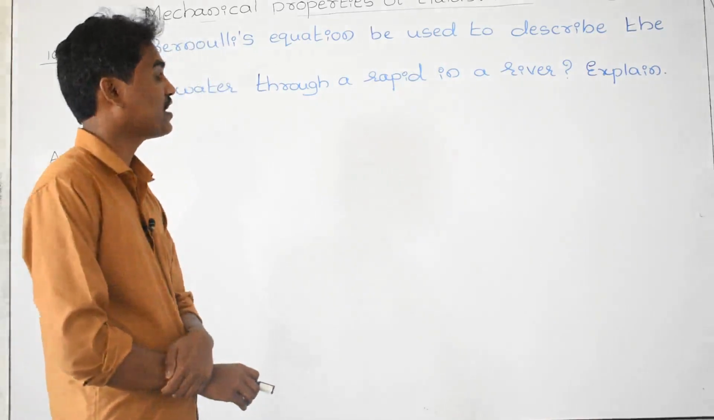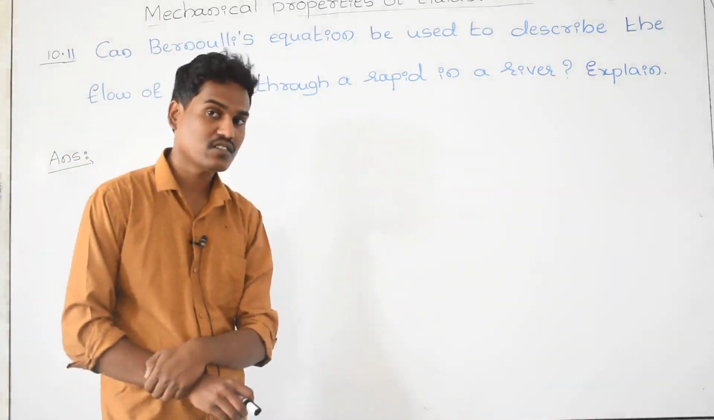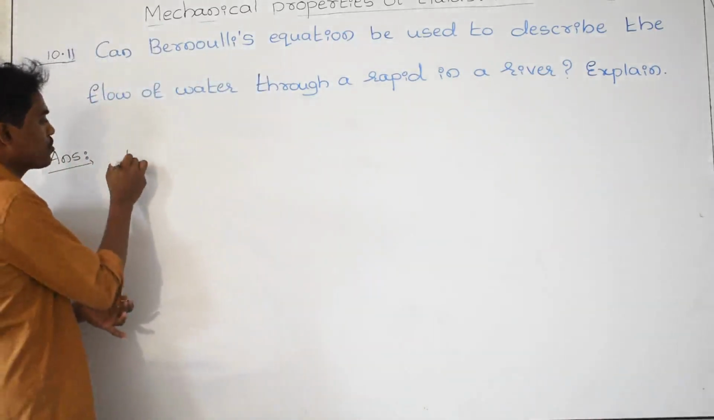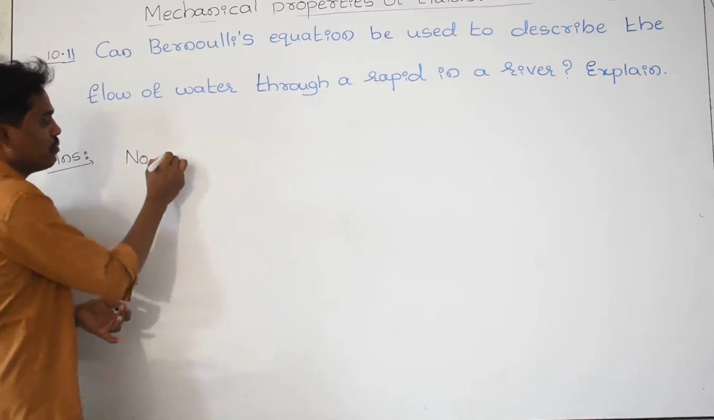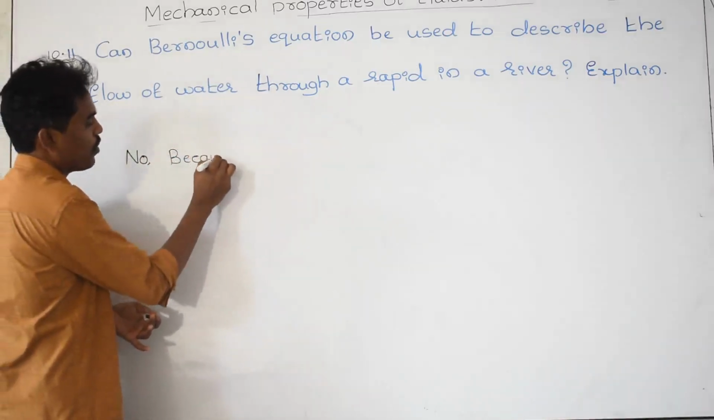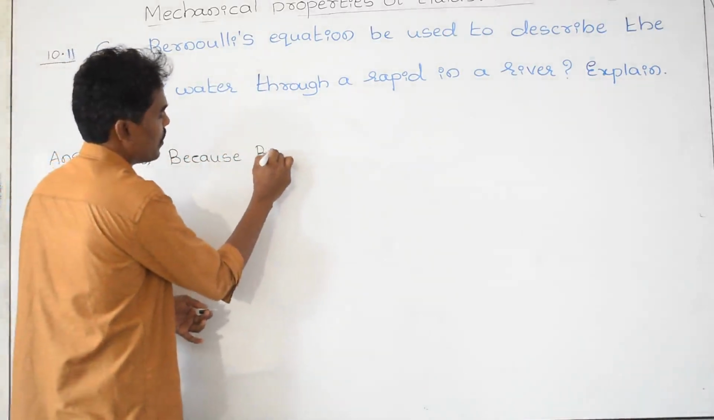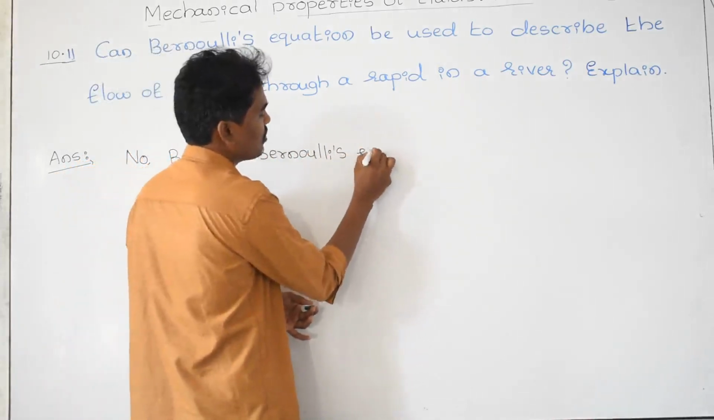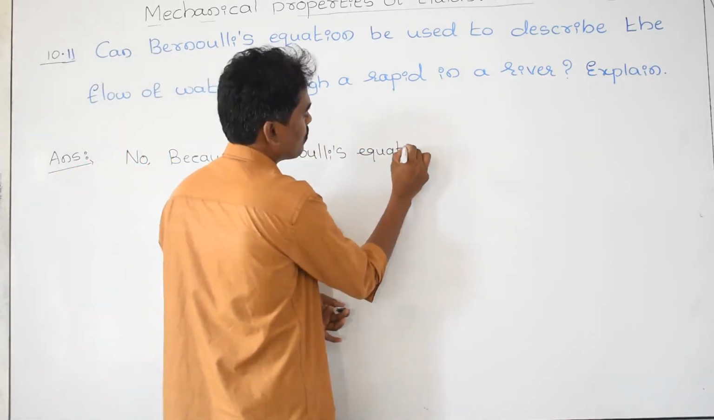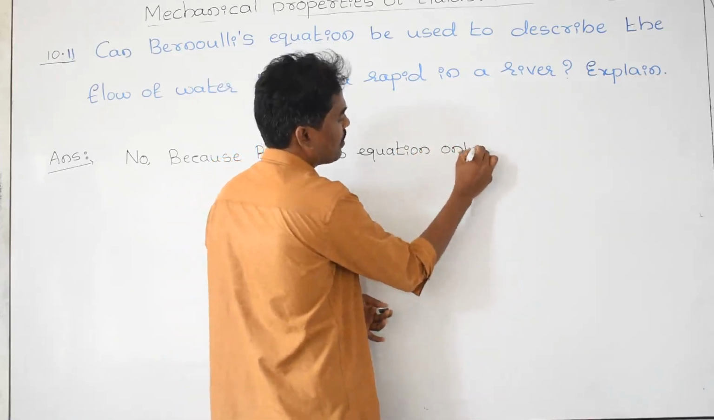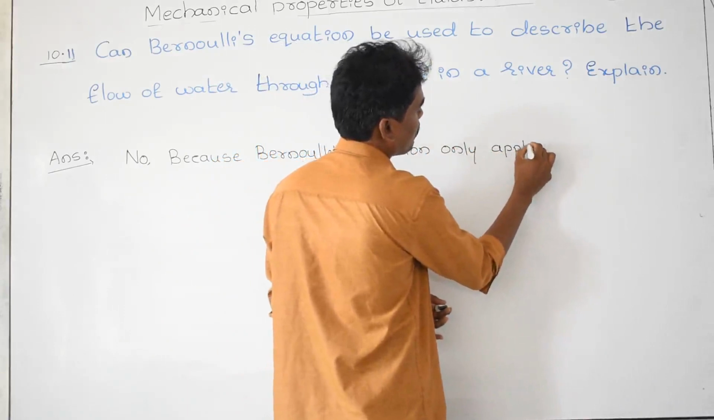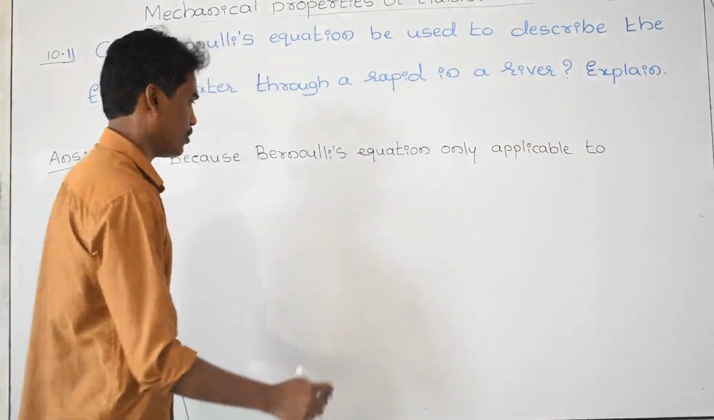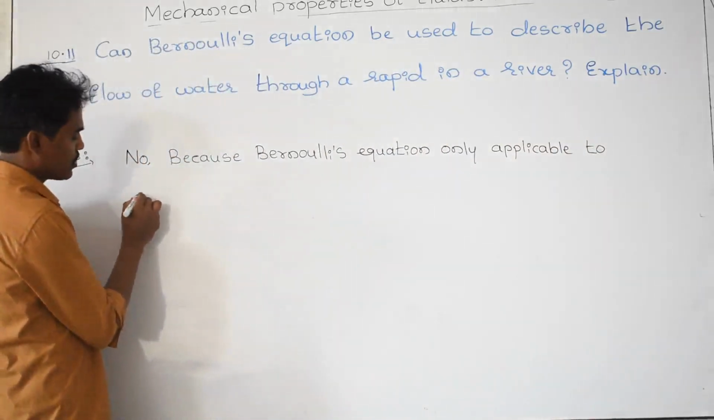And here what he has given, can we apply a Bernoulli equation for the rapid flow of water in the river? It is highly impossible. No, the answer is no, because Bernoulli's equation can be only applicable to streamline or laminar flow of fluid.